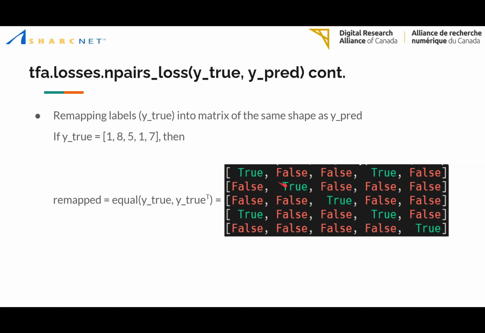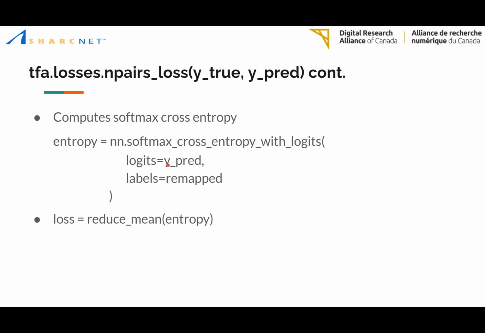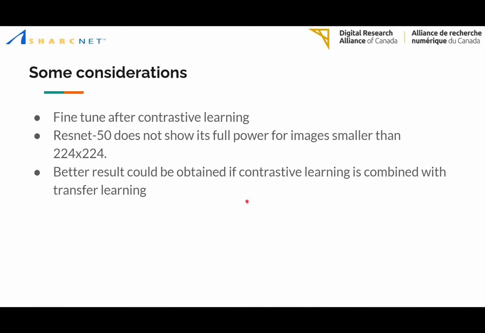You see the diagonal is ruled out because it's self to self, but here we have two of the same class, one twice. You see true here and another true here. So that's how we remap a label vector into a matrix. Once we have this ready, we use cross entropy the same way as before, and the last step is to use the mean of all. So that's how it works.